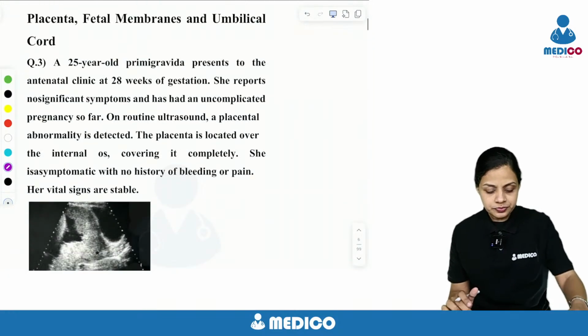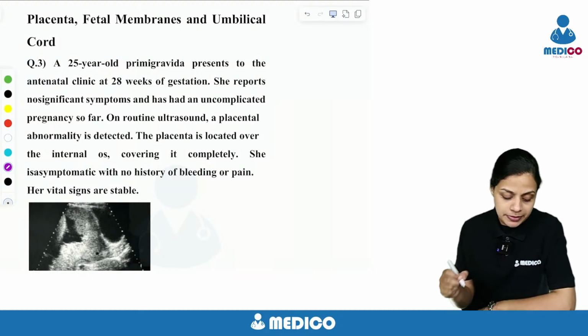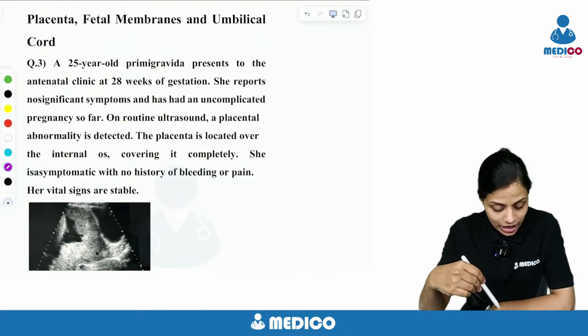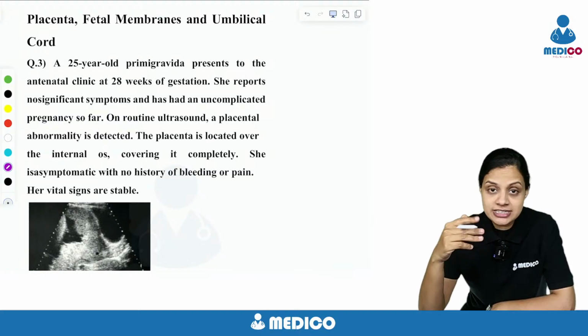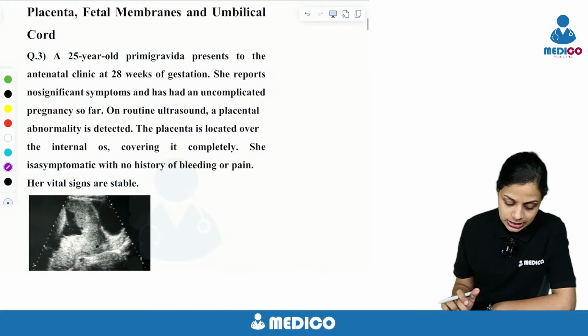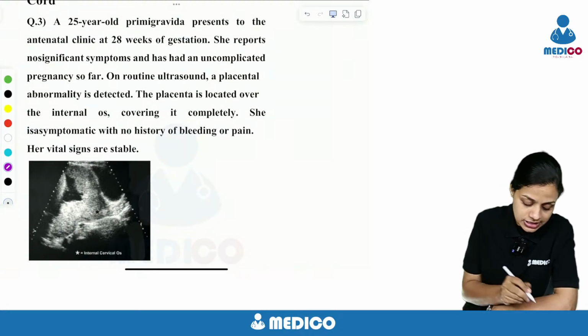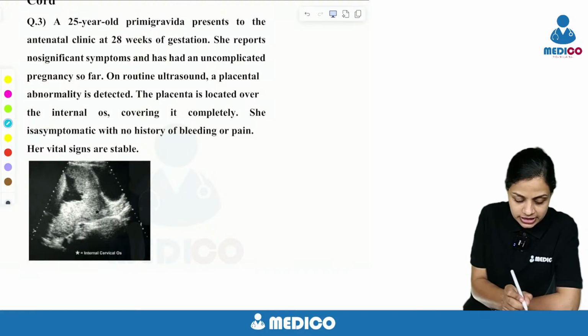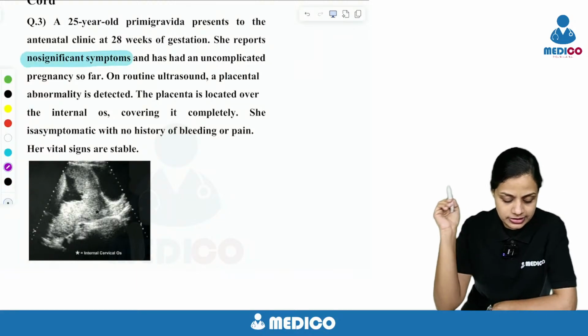All right. Moving on to the next question. It is about placenta, fetal membranes and umbilical cord. You have a 25-year-old primigravida. She is presenting to the antenatal clinic at 28 weeks of gestation. She reports no significant symptoms and has had an uncomplicated pregnancy so far. So look at that. She has got no significant symptoms and has an uncomplicated pregnancy so far.